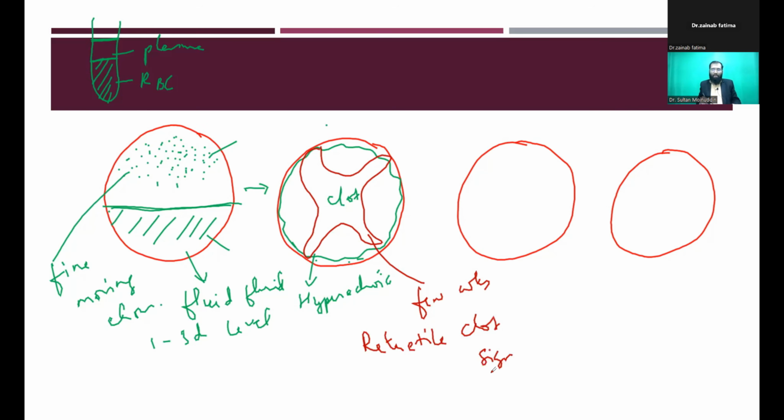This is called retractile clot sign. Understood? So the clot retracts. This is called retractile clot sign. Many a times I have seen that people give this retractile clot sign as a mass, but that is not a mass lesion. That is basically a phase of hemorrhagic cyst.